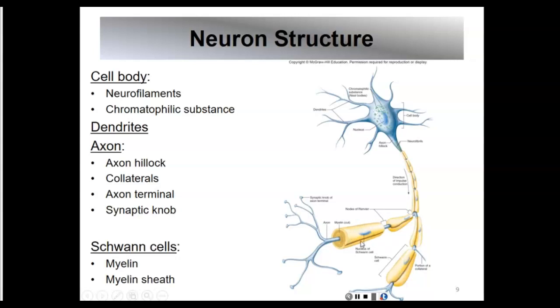Inside the Schwann cell, it's made up of myelin, which is a fat-like substance, as well as a myelin sheath. In between those cells is a space that is bare, and that's called the node of Ranvier. That is a space intentional for conduction of the signal. We'll talk about that a little later. At the end of the axon is the terminal end, meaning that's where it stops, and it has a knob at the bottom called a synaptic knob.